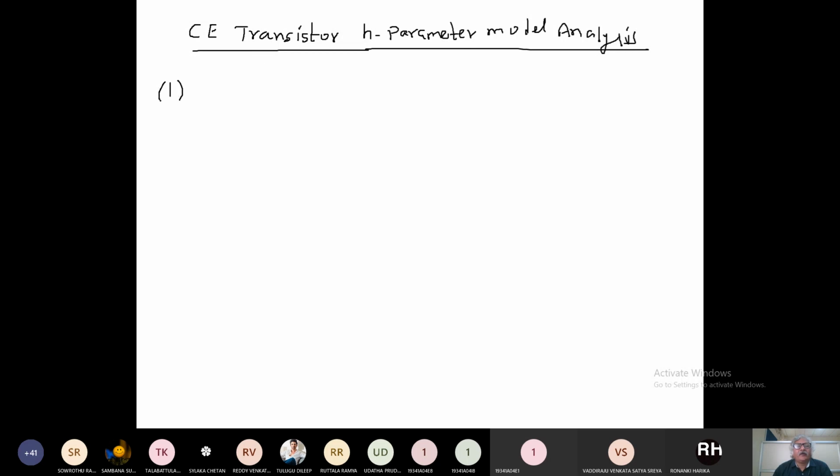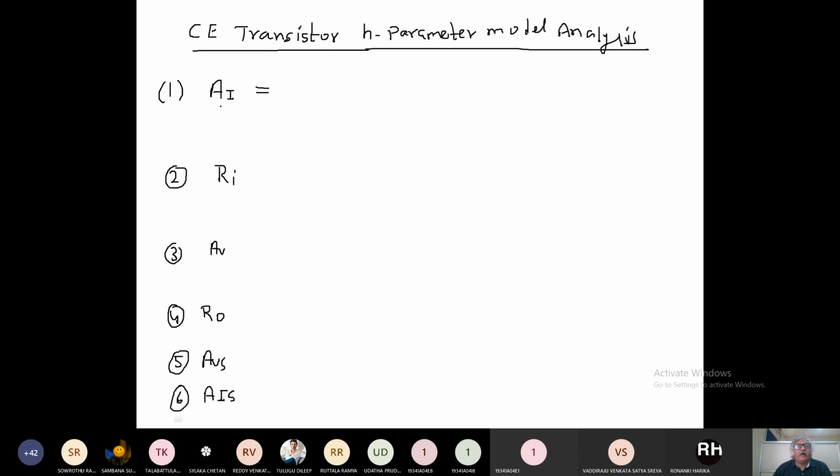So here we want the expressions of current gain, input resistance, voltage gain, output resistance, overall voltage gain, and overall current gain, right? So it is now very simple.